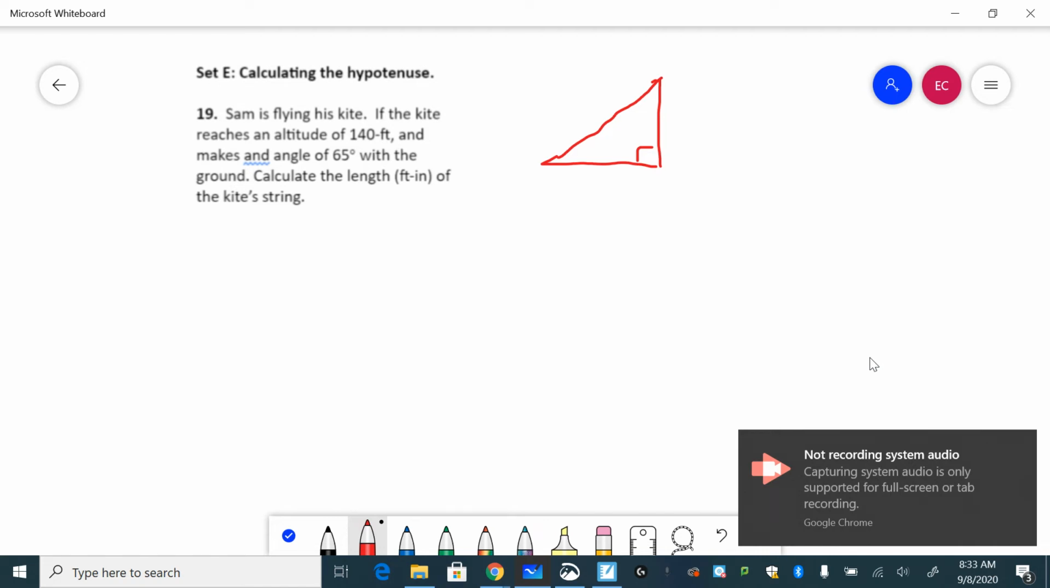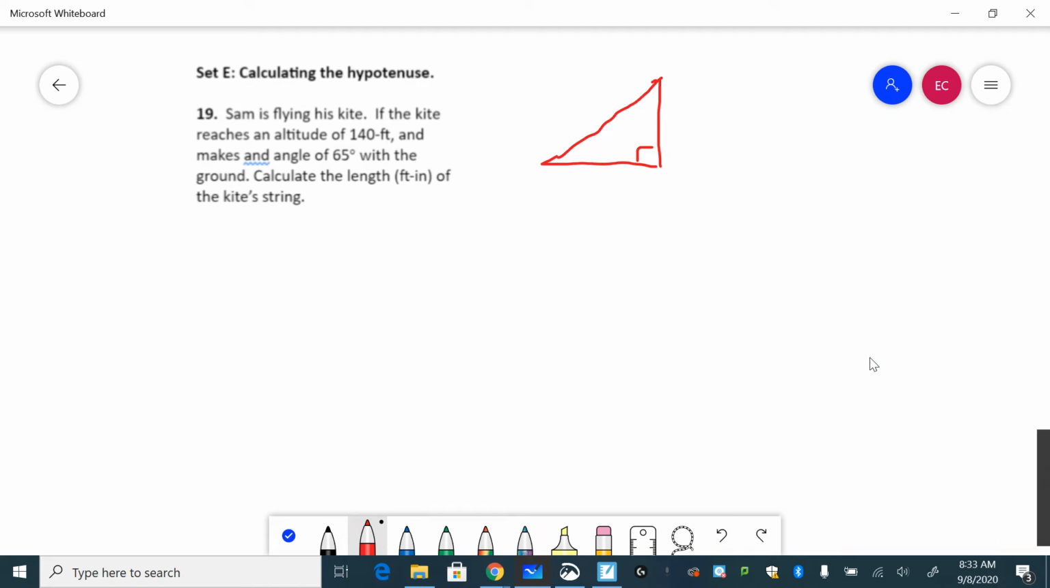Sam is flying his kite. If the kite reaches an altitude of 140 feet, so altitude is the same thing as saying height, so we're talking about this distance right here. So the altitude and the height of the kite is 140 feet and makes an angle of 65 degrees with the ground. So that would be right inside here. So this part right here is 65 degrees.